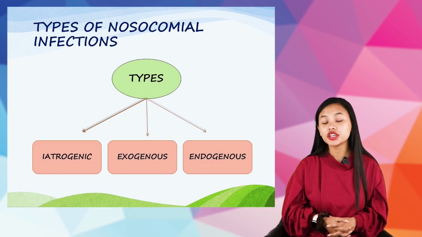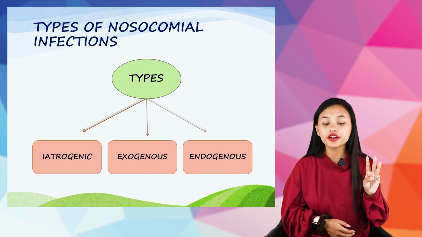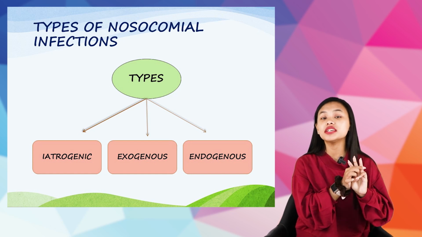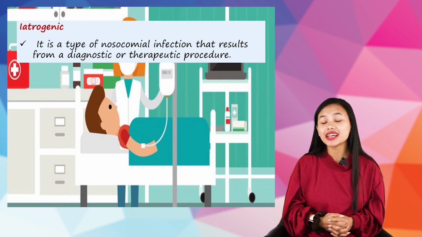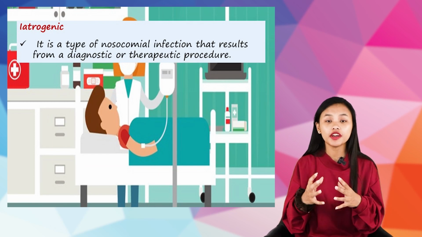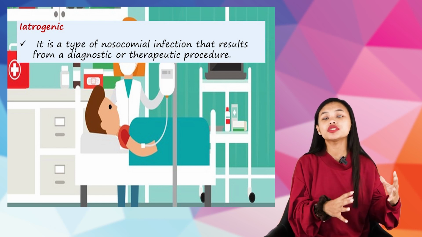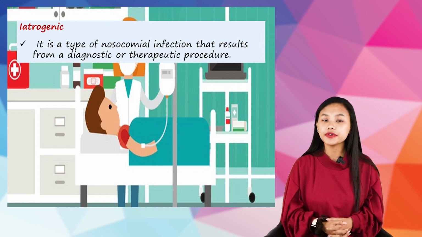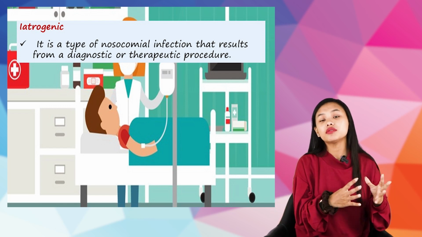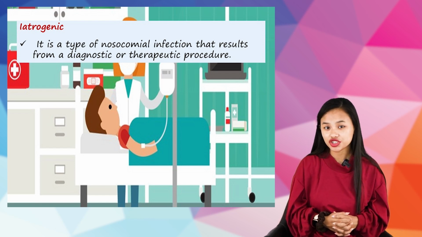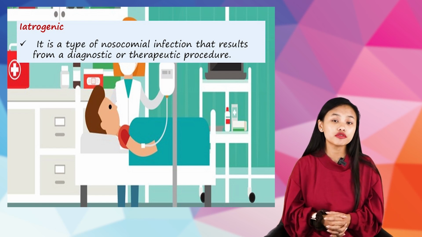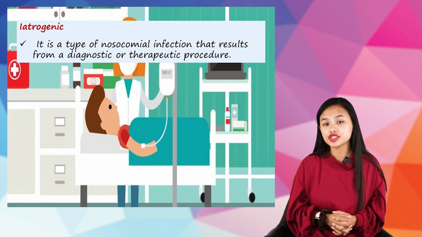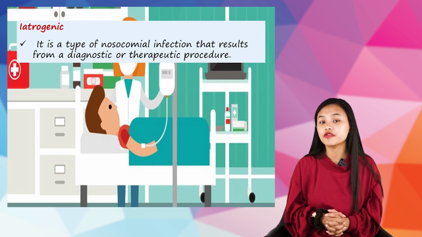This nosocomial infection is also of three types. The first one is the iatrogenic, the second is the exogenous, and the third is the endogenous. Iatrogenic is a type of nosocomial infection that results from any diagnostic or therapeutic procedure which was performed for the patient. For example, a patient may acquire urinary tract infection due to catheterization. So iatrogenic is a type of nosocomial infection which a client acquires from any diagnostic or therapeutic procedure which was performed for them.